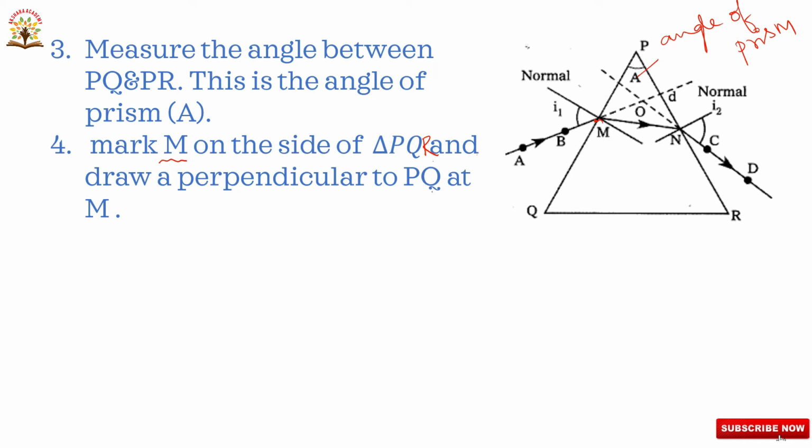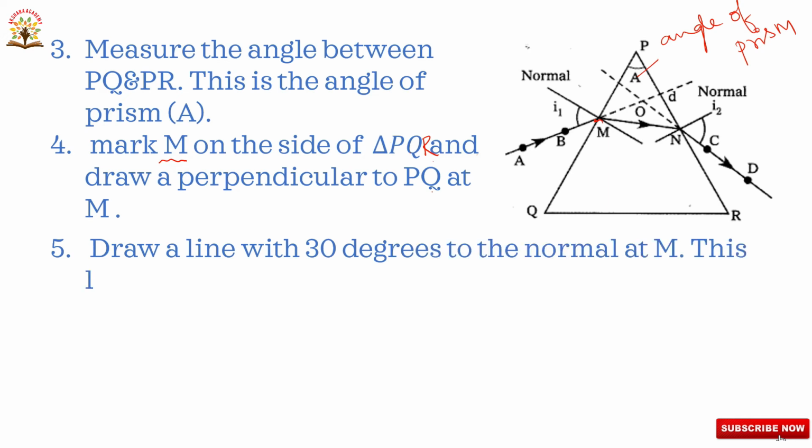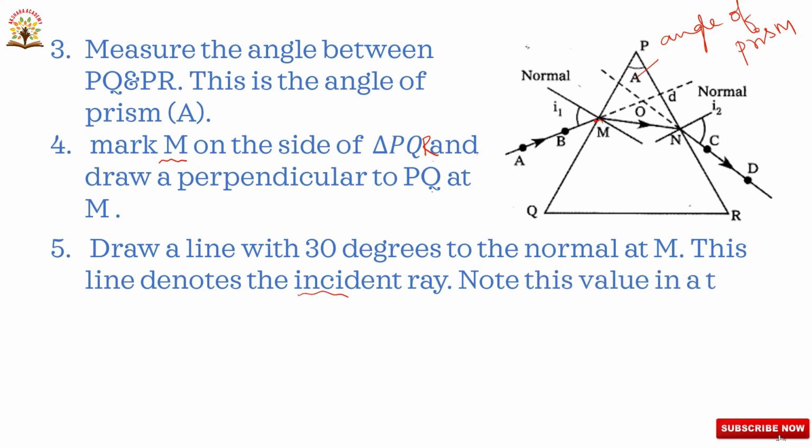Okay, next point. Draw a line at 30 degrees to the normal at M. This line denotes the incident ray. So this is 30 degrees, for example, we are taking 30 degrees. At the normal, we have to draw a line. This is the incident ray. Note this value in the table.